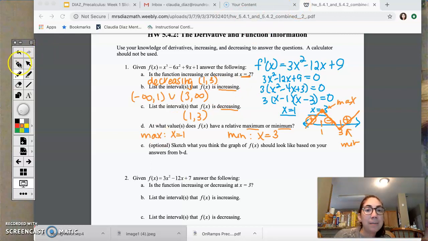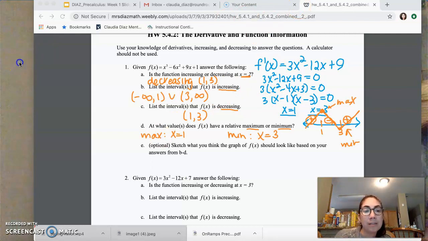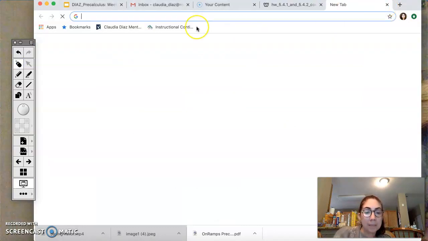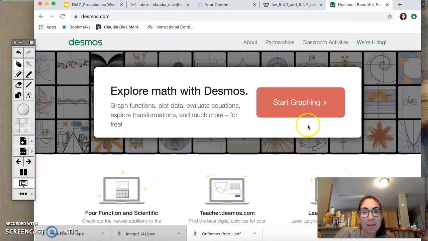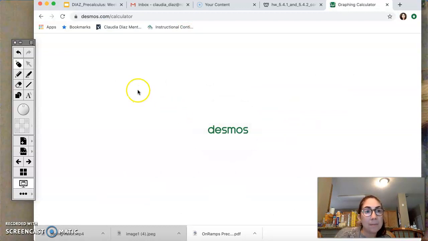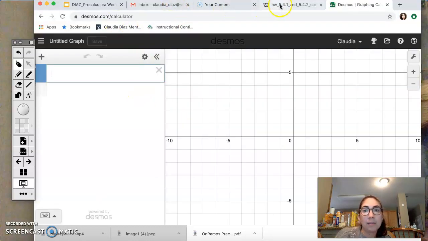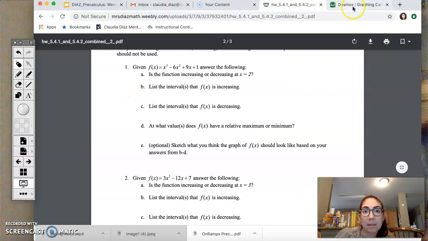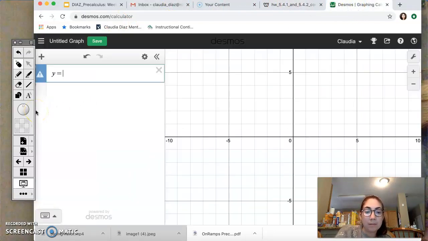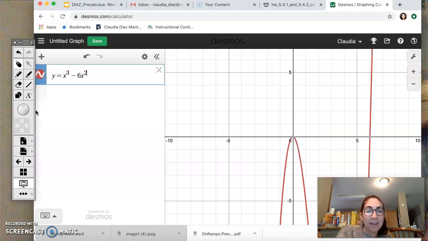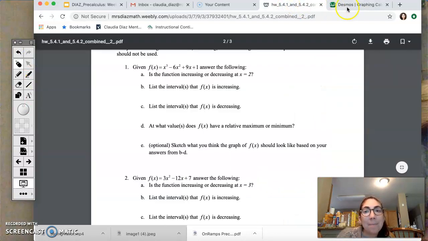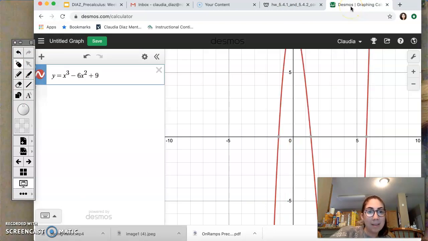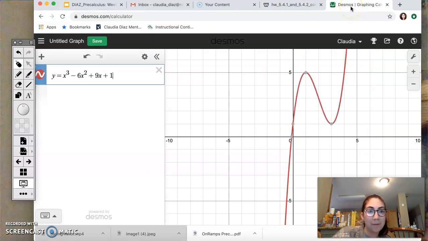But what I'm going to do is clear the screen and show you guys on Desmos. So I'll pull up some Desmos here. Here's Desmos. And, well, what was the equation? Y equals x cubed minus 6x squared, and then was it plus 9x? Plus 1. Plus 9x plus 1.